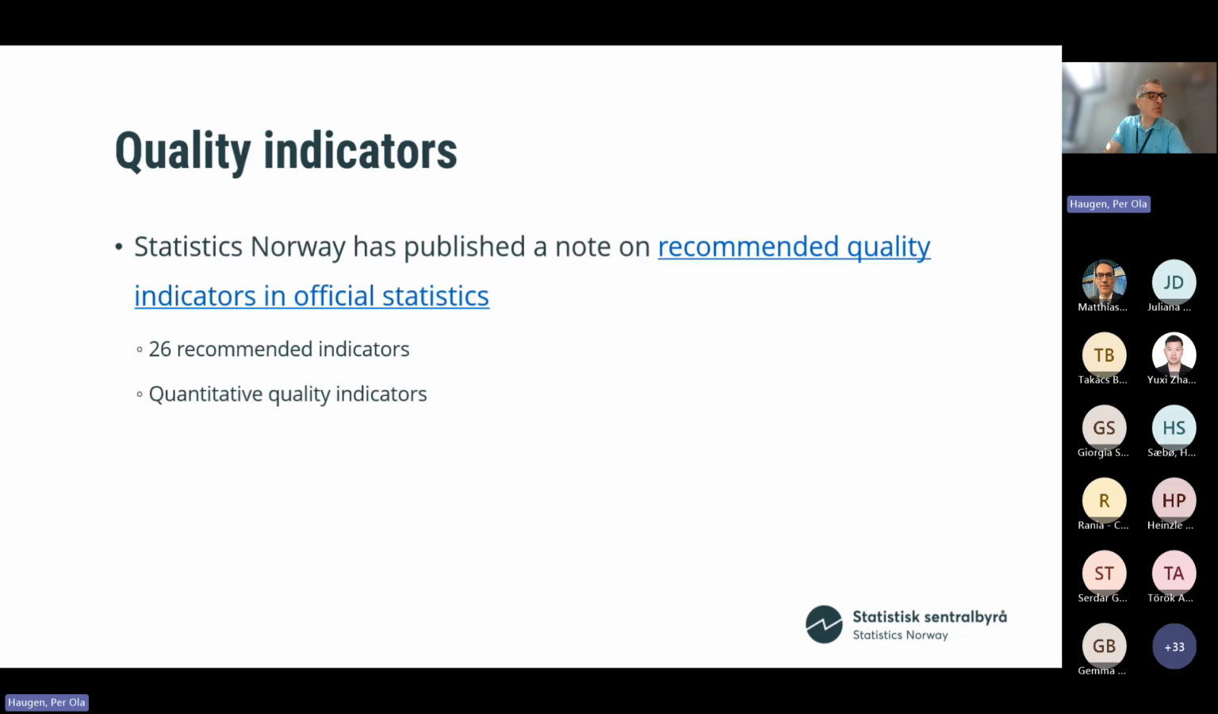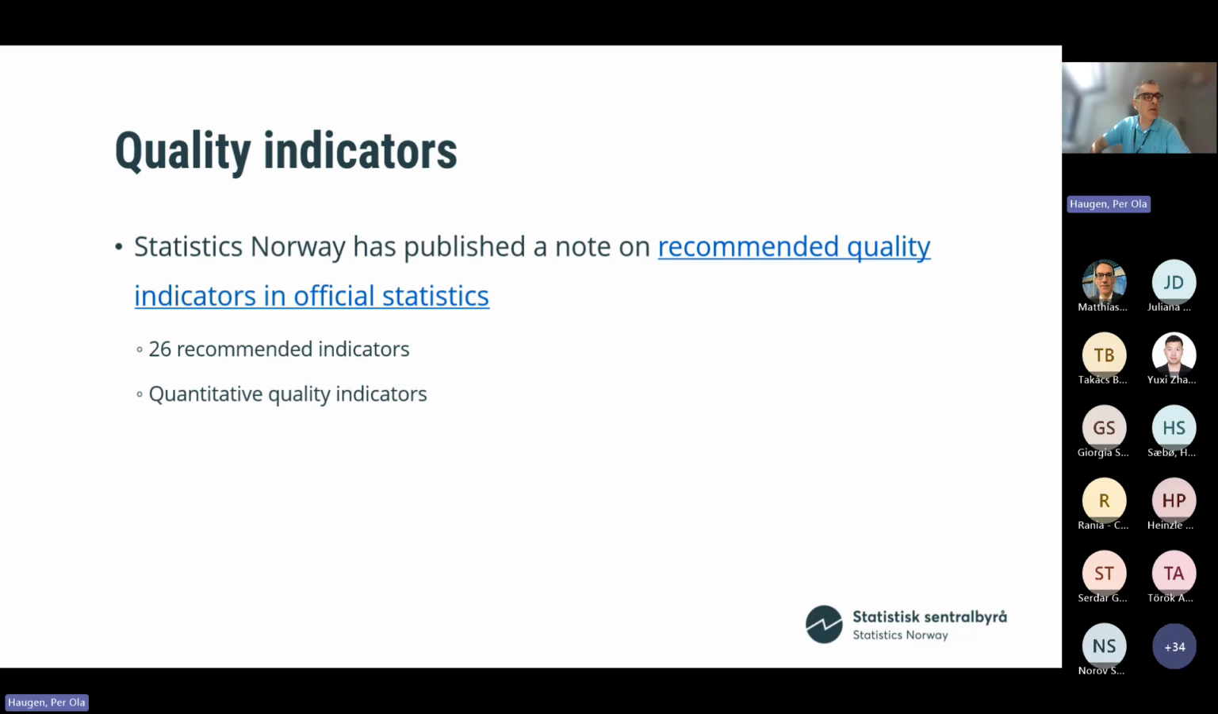Okay, so let's move on to quality indicators. We see in Statistics Norway that there is room for improvement on using quality indicators to measure compliance with the quality criteria in our quality frameworks, like the European Statistics Code of Practice and the National Statistics Act. So last year we published a note on recommended quality indicators in official statistics.